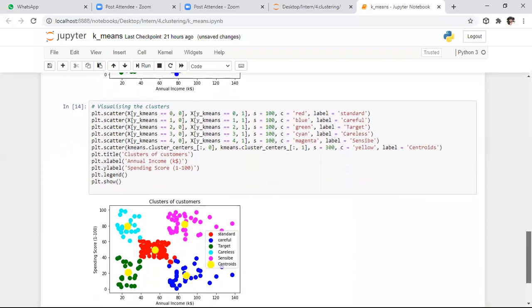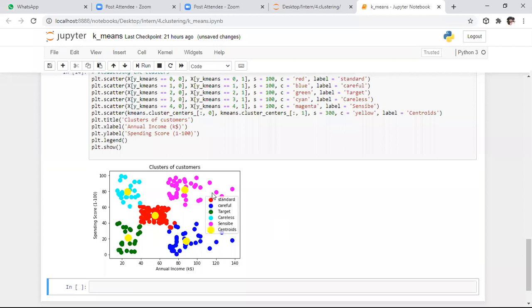So whenever you run this portion, here we replace all these category names. These are the standard people, these are the very careful people, and these are the targeted people. We need to provide some offers to this kind of people. After that, these are the careless people.